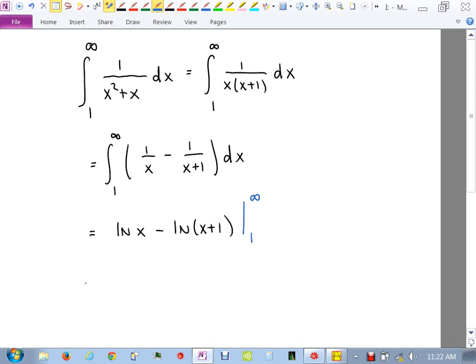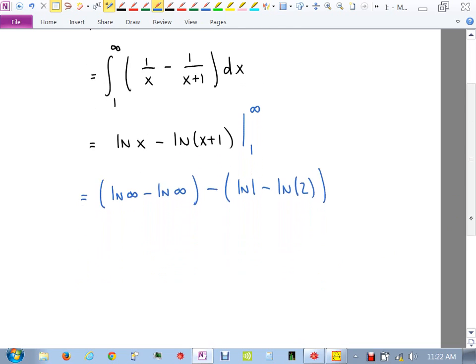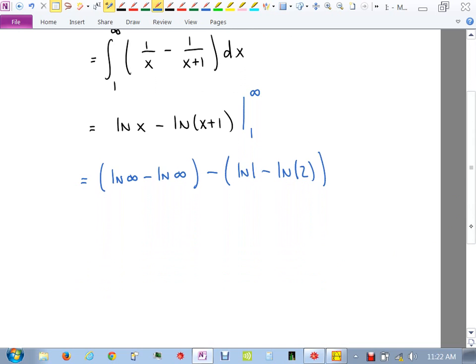So let's plug in infinity first. I get natural log of infinity, minus natural log of infinity. And then minus, plug in 1, natural log of 1 minus natural log of 2. Perfect example. I'm glad you asked this question. Because what is natural log of infinity? Infinity minus infinity. This is not divergent until I confirm it is or not. This right here is not enough for me to know that.